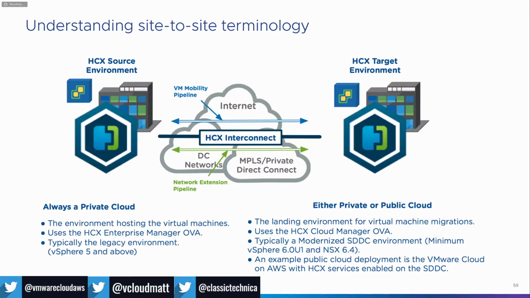I think I've covered pretty much everything on this slide already in the other discussions, but just showing you that the interconnect provides that path for VM mobility, and the network extension is a separate path, and it requires direct connection over the internet or your AWS Direct Connect in the case of VMware Cloud on AWS. So just a couple of other notes about some limitations.